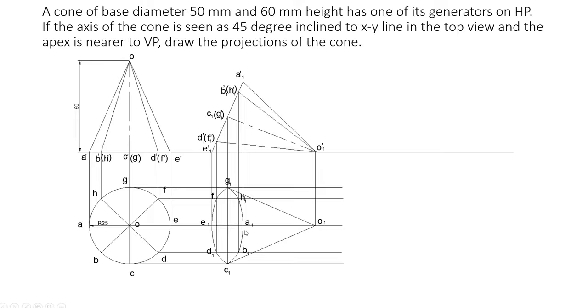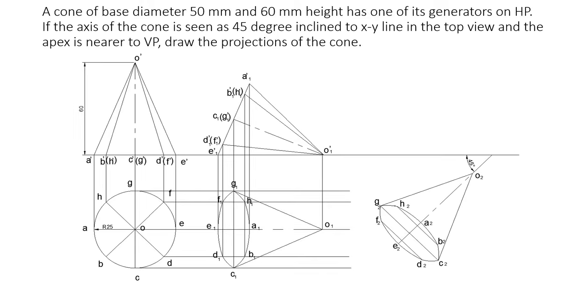Now once you get all these 8 points and O, use a smooth curve to connect all those points, and also draw tangent like this to get the top view. Now it is given that in top view the axis of the cone is seen at 45 degrees with the XY line. So you want to turn this at 45 degrees like this.